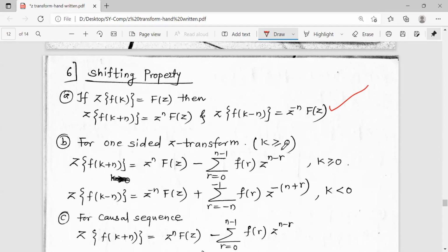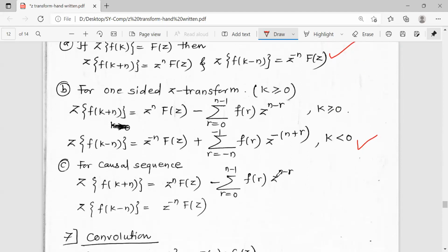Then for one-sided Z transform, one-sided means either k less than 0 or k greater than or equal to 0. So f of k plus 1 is giving you this result summation. Then f of k minus 1 is giving you another result for k less than 0. So these are the two one-sided Z transforms which are considered. Then for a causal sequence, it is only k greater than or equal to 0. Anyway, at present you can just note down, we will be using these results in the calculation for the difference equation.